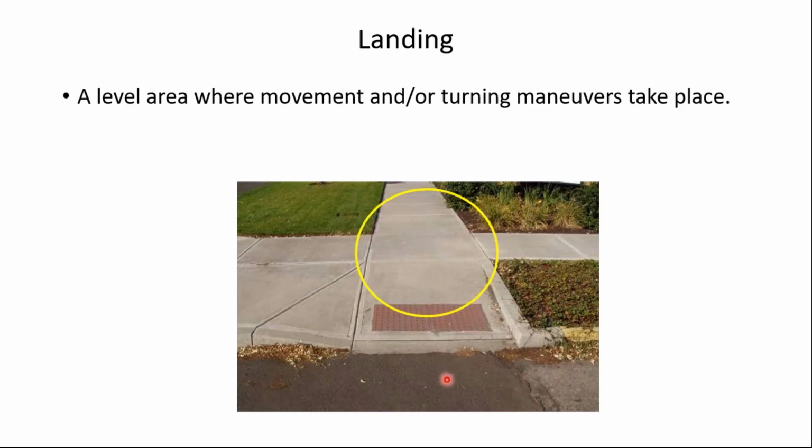But it's also possible, of course, that someone in a wheelchair may come up the ramp and turn left. In that case, they're using the landing as a turning space. So that area needs to be level.